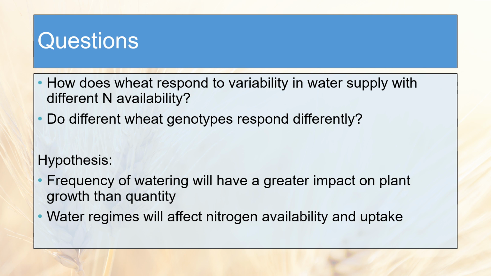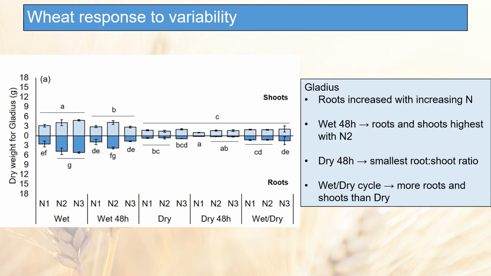So I had a couple of hypotheses. Firstly, I hypothesized that the frequency of watering would actually have a greater impact on plant growth than the quantity would, and that the water regimes I imposed would then affect nitrogen availability and subsequently uptake. So onto the exciting part, onto the results.